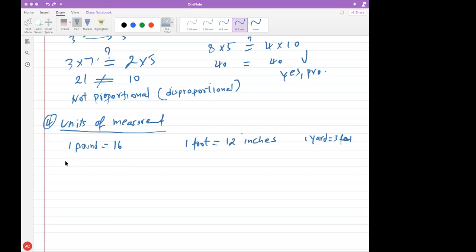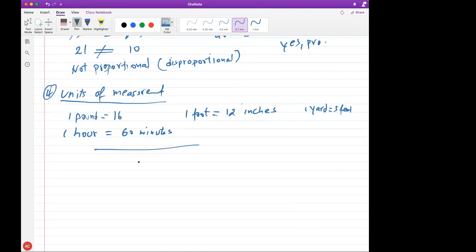Of course, we all know that 1 hour is 60 minutes and so on. So we need to know the basics. Why? Because sometimes, let's say you have 3 pounds, you want to find out how many ounces. You said 1 pound is, what's said here, ounces.